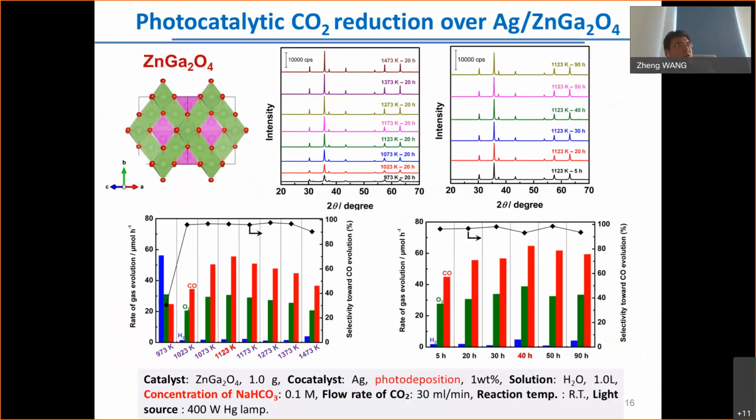We also synthesize spinel type zinc gallate photocatalyst by the solid state reaction method. Through optimization of the synthesis temperature and time, high photocatalytic overall reaction activity for carbon dioxide reduction with water was achieved.